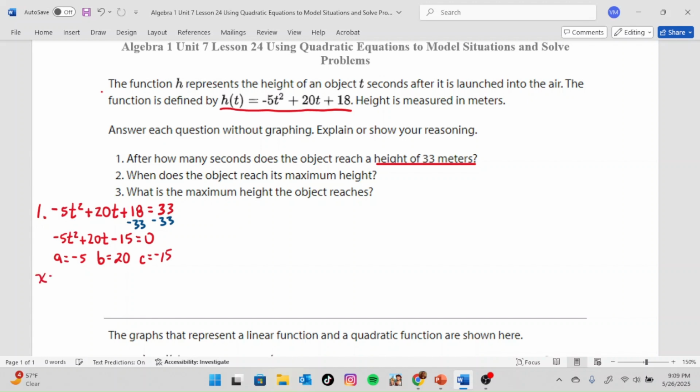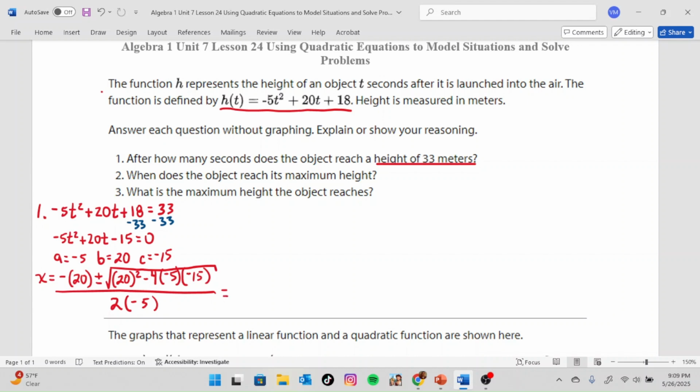I'm going to put these into the quadratic formula. We have negative B, which is negative 20, plus or minus the square root of B, which is 20, squared, minus 4 times a, which is negative 5, times c, which is negative 15. And all of this is divided by 2 times a, which is negative 5.